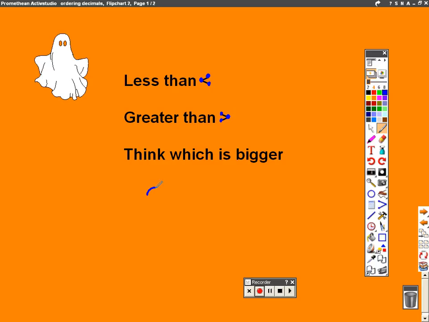If I have 3.6, and I am comparing it to 3.7, well, I can make this look like money and add a 0. So which would be better, $3.60 or $3.70? $3.70 is better. It is bigger. So the alligator, the open mouth, is going towards it because 1 dot is less than 2. So this number is less than this number.